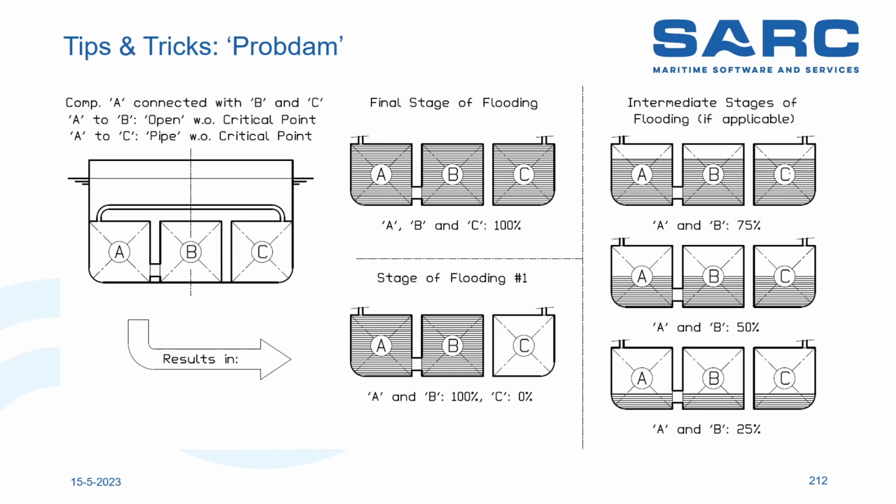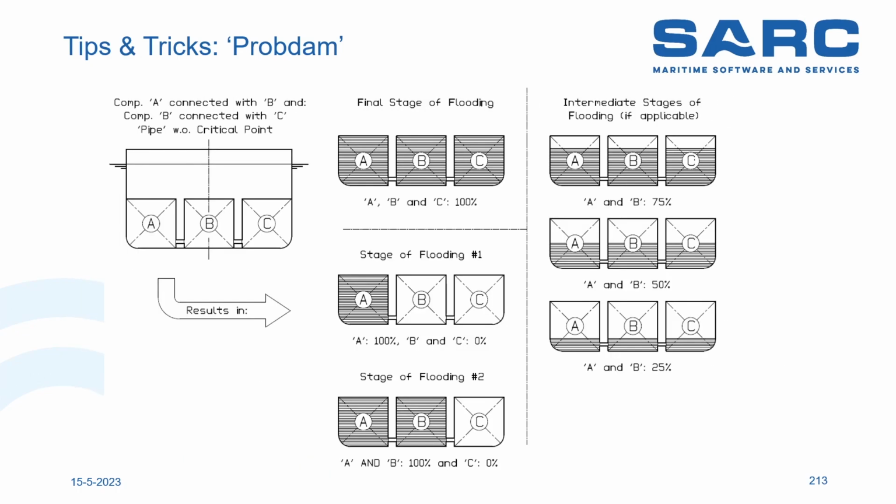And I'm sorry that I'm a bit in a hurry with this, but we have to round up. This is a nice one. A is connected with B, B is connected with C. And now we get an extra stage of flooding, because first A is damaged and the other compartments are not flooded. Then B gets flooded and then C. You can imagine that this could be extended to a lot of compartments. This mechanism is really nice, but it means added calculation times, unfortunately. But on the other hand, it gives you a lot of possibilities.